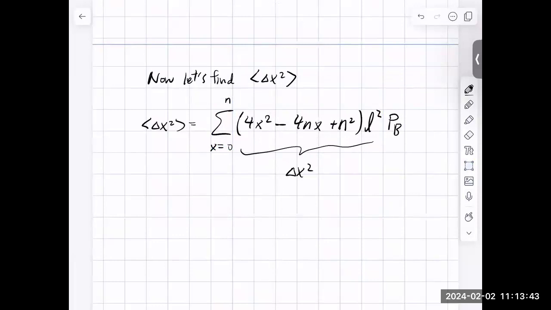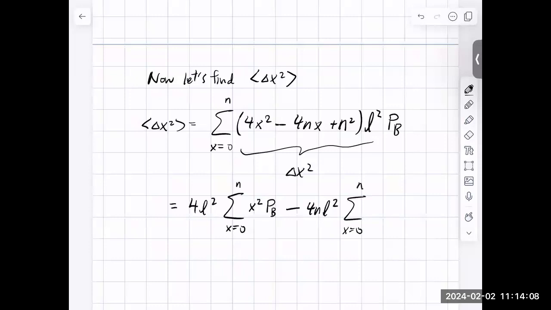So we're going to have 4L squared and then the sum of x squared times P_B. So it's going to be 4L squared times the sum of x squared times the binomial distribution, minus 4nL squared times the sum from x equals 0 to n of x times the probability distribution, plus n squared L squared times the sum of the probability distribution from x equals 0 to n.